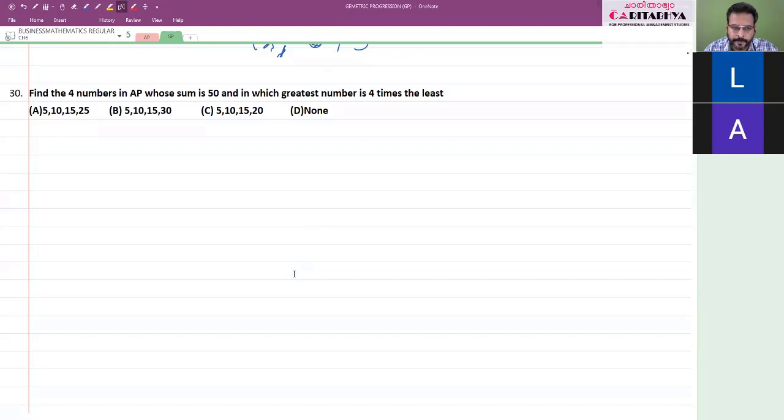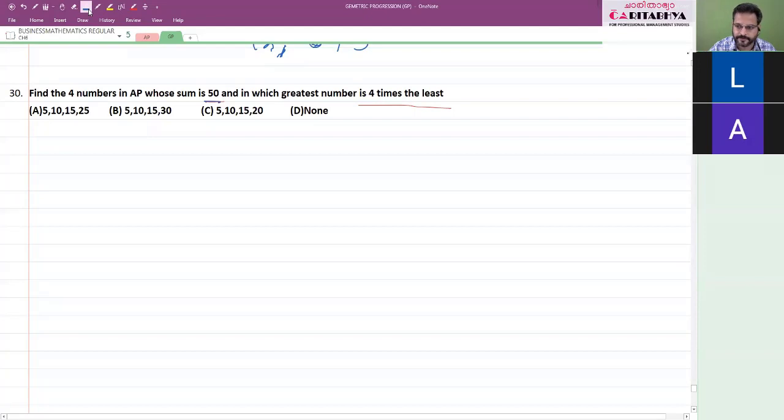So, we have AP GP additional problems here. We have problems to solve. Next question. Find the 4 numbers in AP whose sum is 50 and in which the greatest number is 4 times the least.